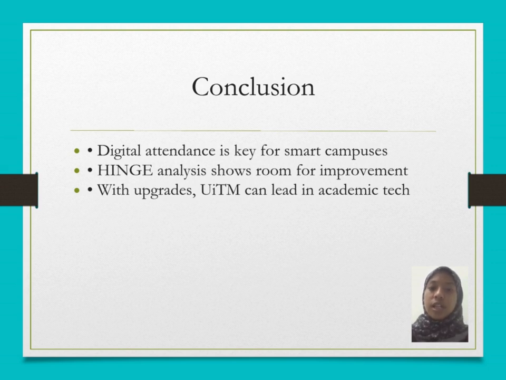In conclusion, UiTM's digital attendance system is a promising example of how technology can improve academic processes. Through the HINGE framework, we have identified both the strengths and limitations of the current setup. By adopting enhanced technologies like facial recognition, geofencing, and system integration, UiTM has the opportunity to build a more secure, efficient, and inclusive system. Digital transformation is not just about adopting new tools, it's about creating meaningful, long-term improvements in the way we teach, learn, and manage education. With the right investments and strategy, UiTM can continue to lead as a smart, future-ready university.